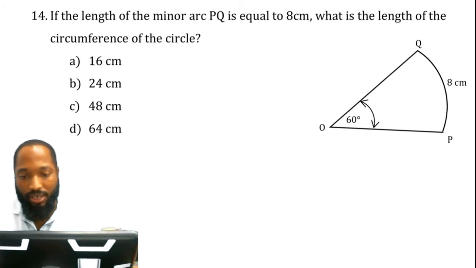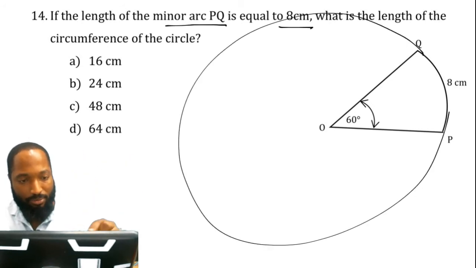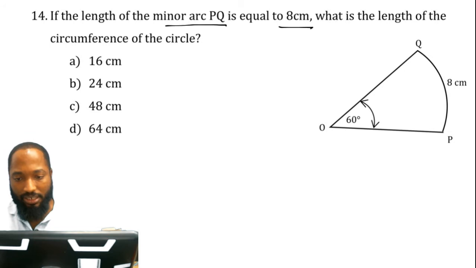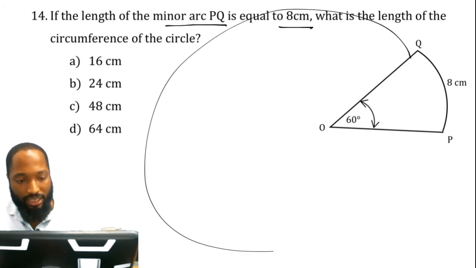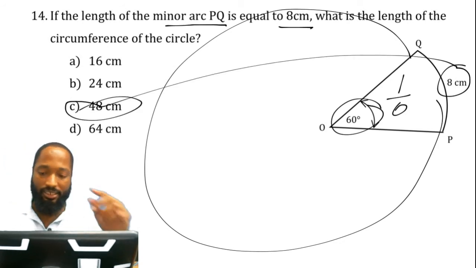For this one, if the length of the minor arc is 8, so this is the same fraction thing. It's a big circle coming back around here. What is the length of the circumference of the circle? So 8, and this is like 1/6 of the circle. So multiply this by 6, and the answer is C.